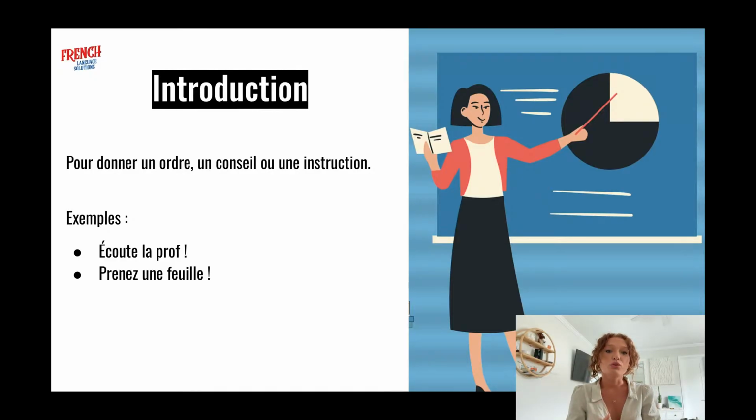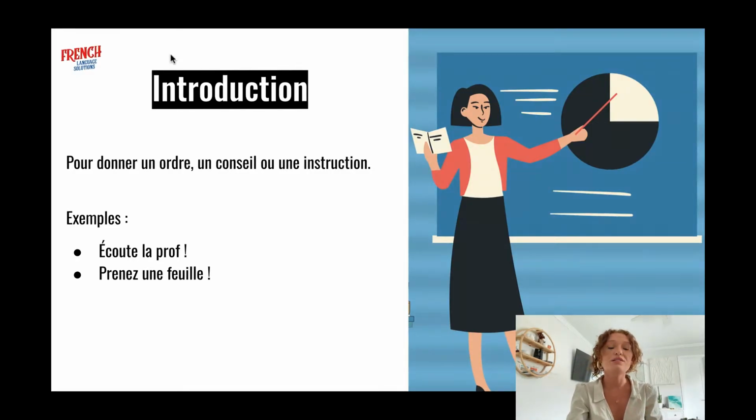Introduction. Pour donner un ordre, un conseil ou une instruction. That's what I said. So we use the imperative to give either an order, un ordre, an advice, un conseil, ou une instruction, an instruction. Exemple. Écoute la prof, meaning listen to the teacher. Prenez une feuille. Take a piece of paper. You see that when you say that with that tone, it is something quite energetic. It is something that you say to someone in a very active way. Do this, do that, listen to it, go eat. This is what we call imperative.